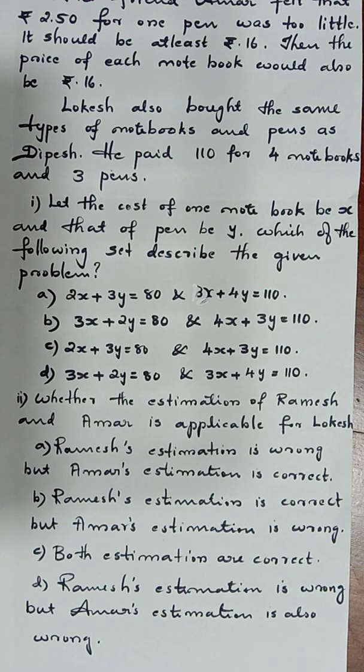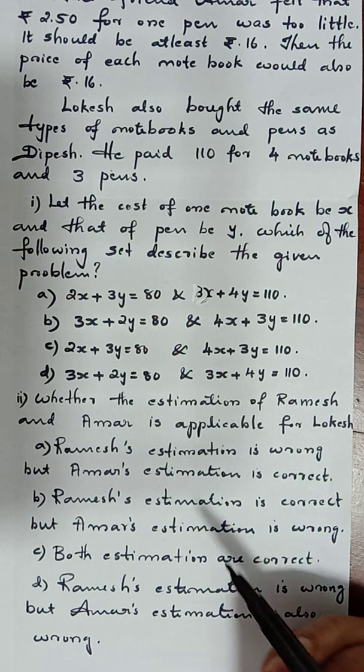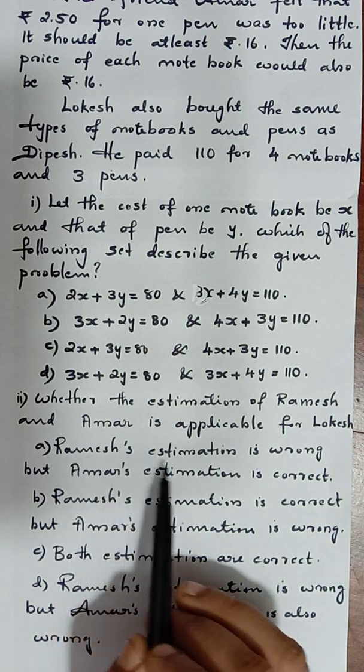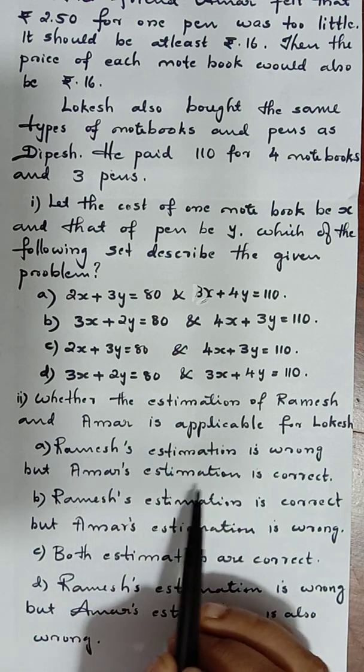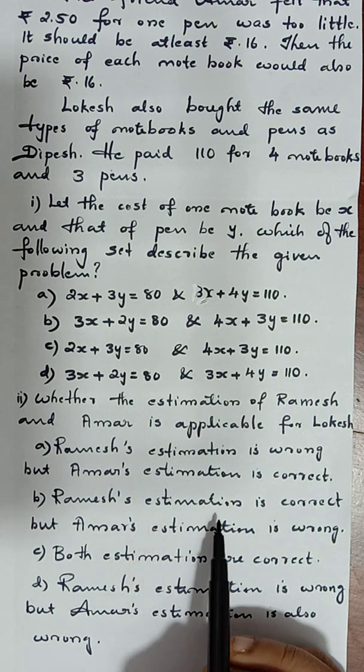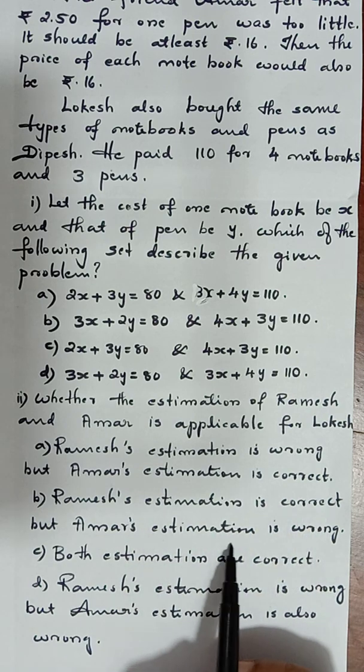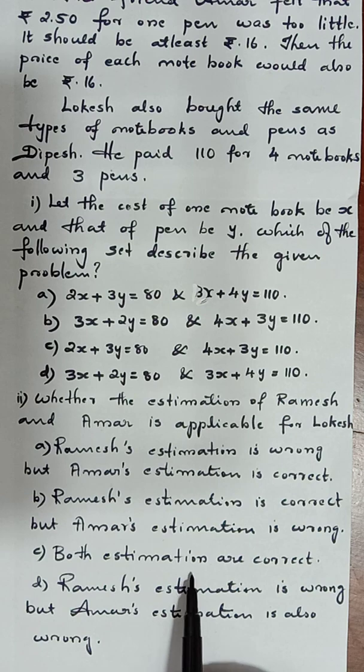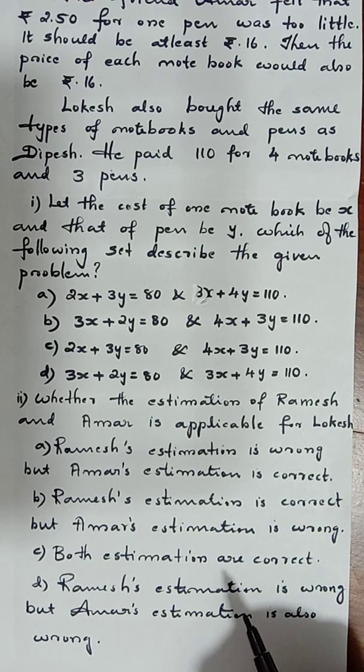Here, how much Ramesh has paid, we have to find out. We can see the options: Ramesh's estimation is wrong, but Amar's estimation is correct. Ramesh's estimation is correct, but Amar's estimation is wrong. Both estimations are correct. Then comes the last point: Ramesh's estimation is wrong, and Amar's estimation is also wrong. What is Ramesh's estimation? We should know.